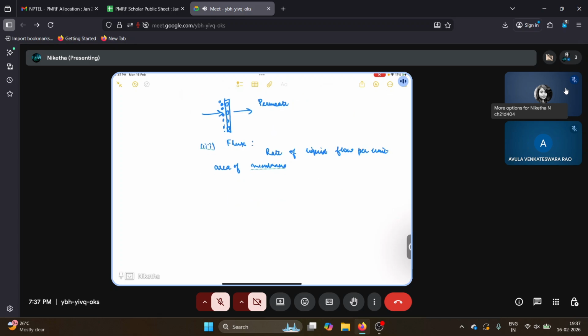So it is the amount of liquid which is flowing through per unit area of membrane. It is expressed in meter cube per meter square hour. So that is the unit of flux.